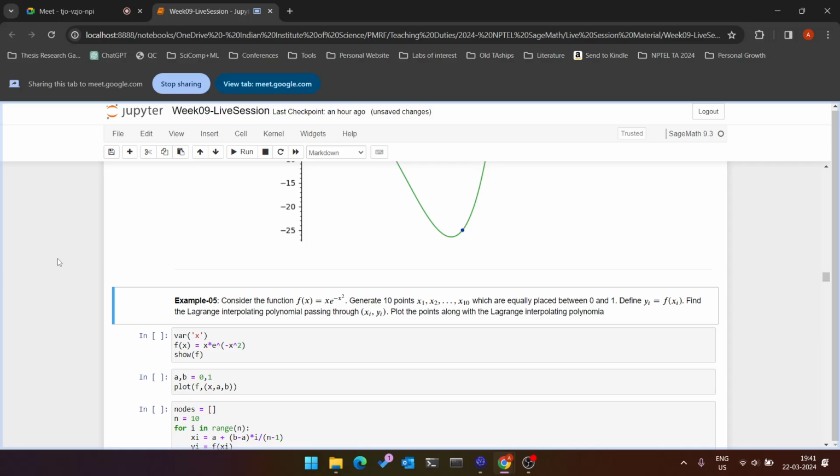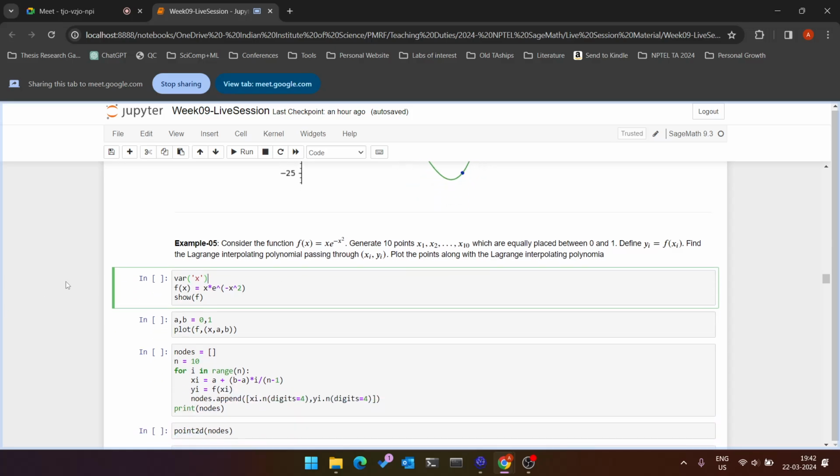Okay, next we have example number 5. Consider the function f of x equaling x into e raised to minus x square. We have been asked to generate 10 points x1 to x10 which are equally spaced between 0 and 1. Define yi equal to f of xi. Find the Lagrange interpolating polynomial through these 10 points. So 10 points, so you'll have a 9-degree polynomial. We have also been asked to plot both the points as well as the interpolation polynomial.